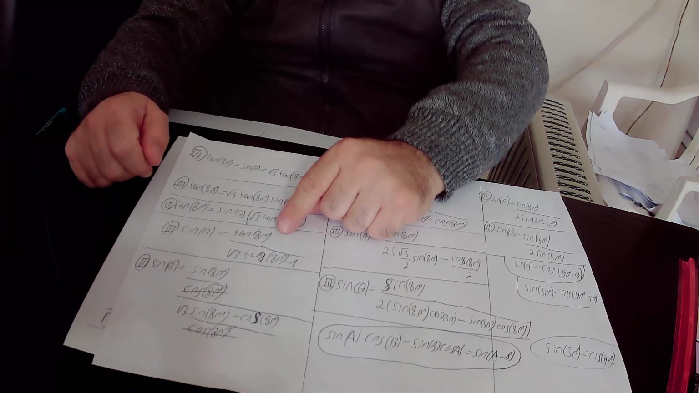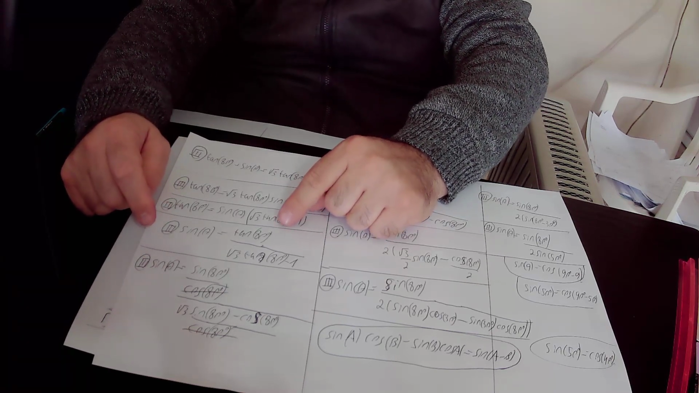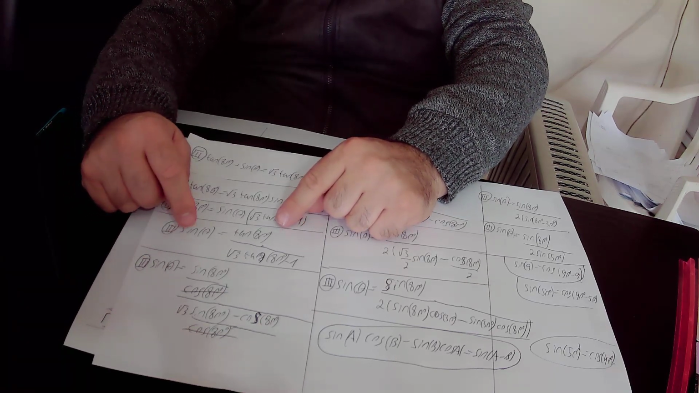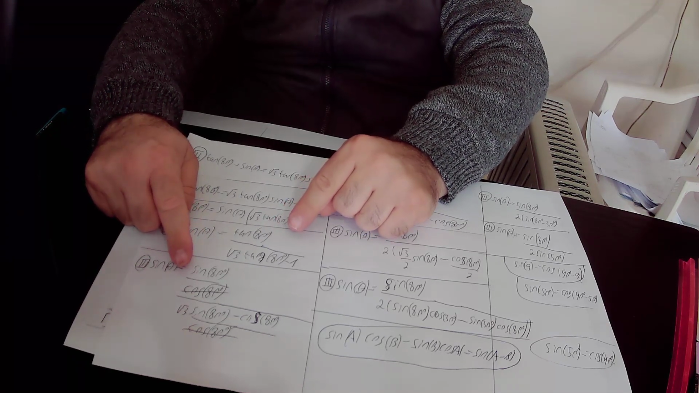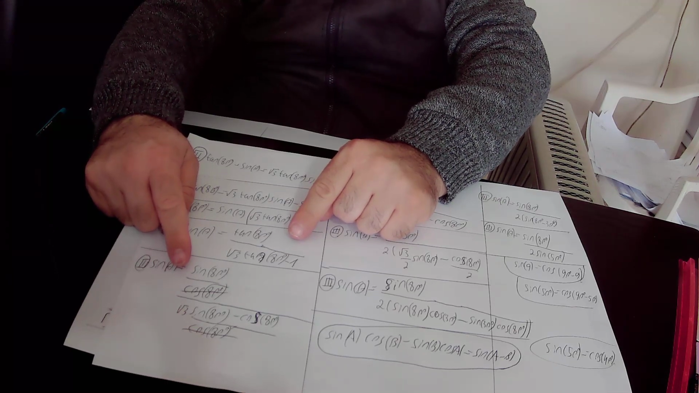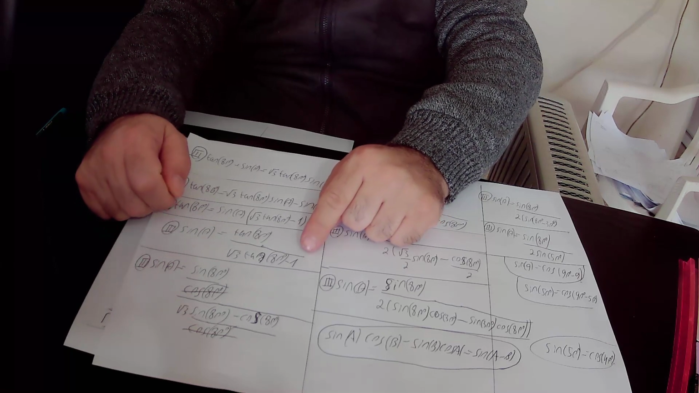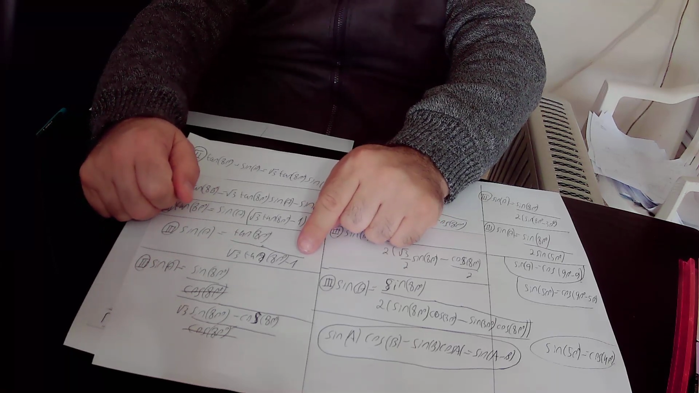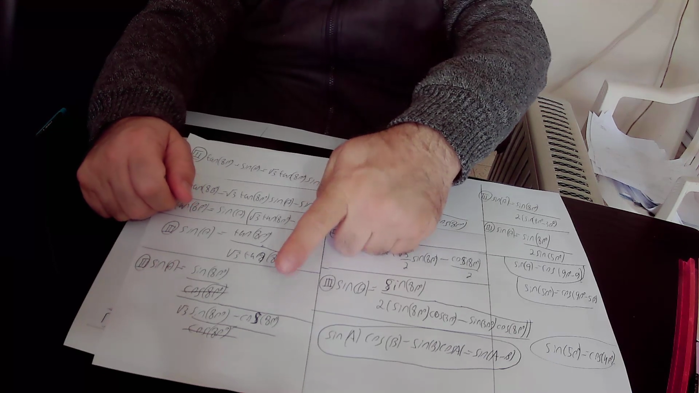Here we substituted tangent 80 degrees by sine 80 degrees over cosine 80 degrees. So here we have sine theta equals to tangent 80 degrees, which is sine 80 degrees over cosine 80 degrees, over square root of 3 times tangent 80 degrees, and tangent 80 degrees is sine 80 degrees over cosine 80 degrees, and we also have to subtract 1. So we substituted 1 by cosine 80 degrees over cosine 80 degrees.